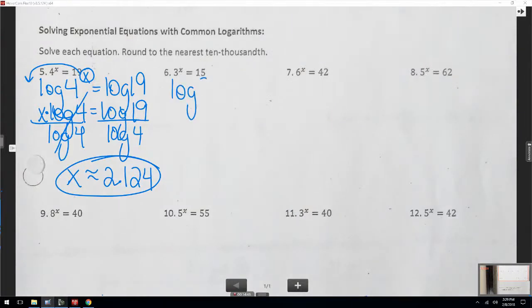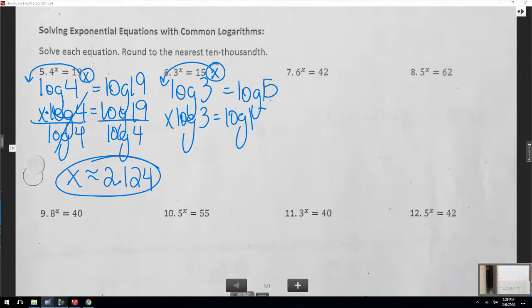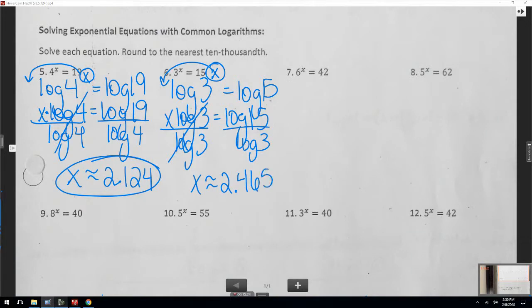We got log of 3 to the x power is equal to log 15. And then we got a power property that says this power can go in the front. Very good. I don't want it. I want x to be by itself, so I'm going to divide by log 3. And I already know that x is going to be 2 point something. What are those decimals? 465. Does anybody else agree with those decimals? Yes? Okay, good.